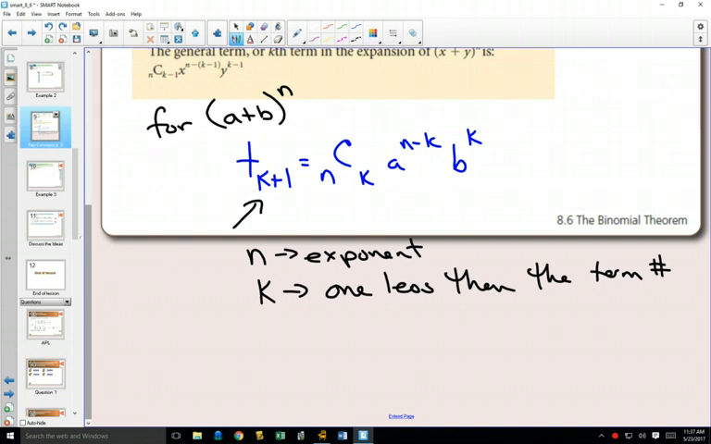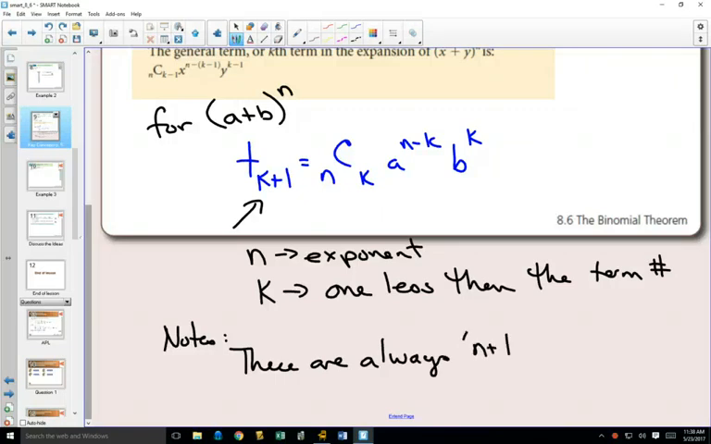a is the first term in your binomial. b is the second term in your binomial. And the C there is just for n choose k. So it might be 8 choose 3, 7 choose 5, different numbers there. Some other notes. We've talked about this already, but there are always n plus 1 terms in the expansion.